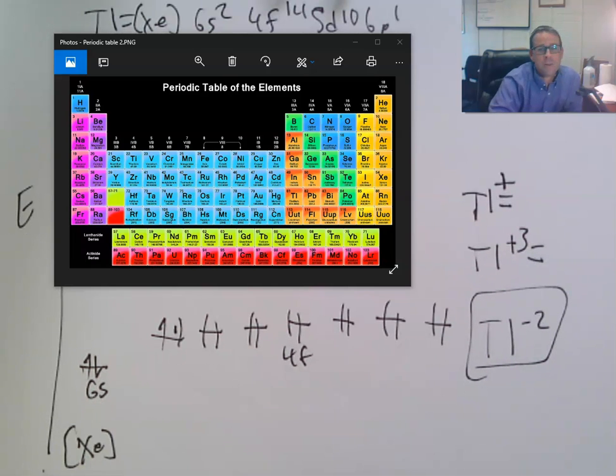Okay. Any other questions? I have a question. When you're stabilizing, how do you know not to take away the electrons from the 6s last? How would you know to take away 6p before 6s?